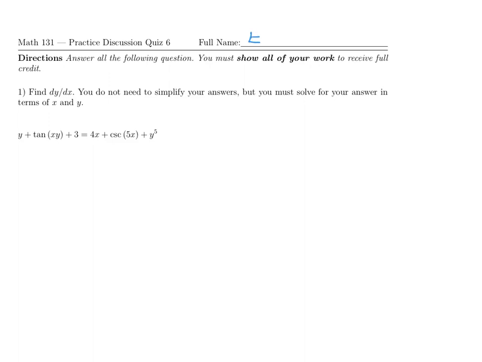Let's go over a problem for this week's discussion quiz. The goal is to find the derivative of this implicitly defined equation. So we're going to find dy dx. The first step is to take the derivative with respect to x on both sides. I'm going to note off to the side that even though we're finding dy dx, we can also denote this as y prime. So I'm going to use the y prime symbol when taking the derivative here.